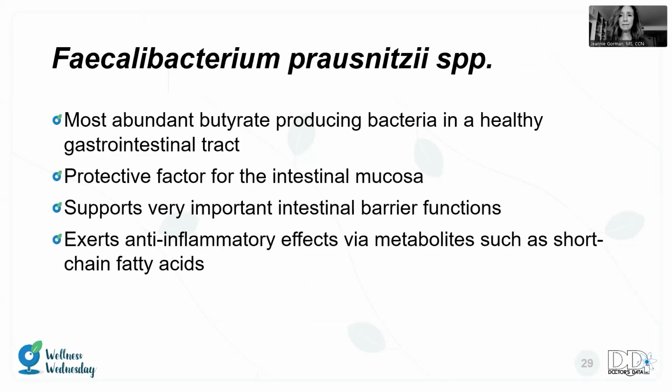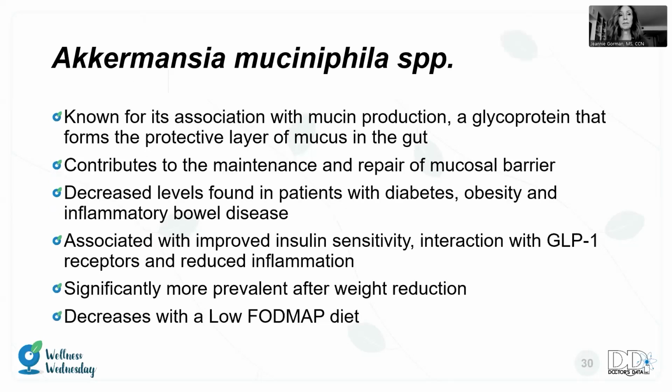Faecalibacterium prausnitzii. This is within the Firmicutes phylum. It is one of the key butyrogenic species, so a primary producer of butyrate. Really important for the protection of the mucosal barrier, intestinal barrier functions, very anti-inflammatory with that production of butyrate. So we watch this and make sure this is of course normal. It is very dependent upon what the patient does with soluble fiber or doesn't do.